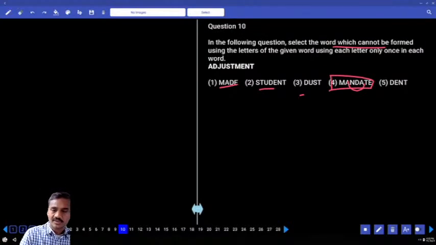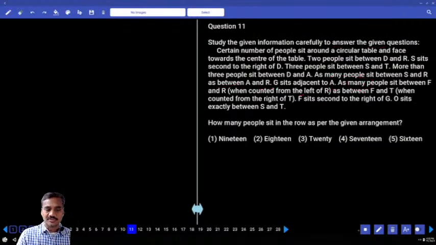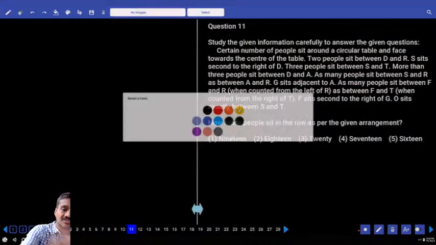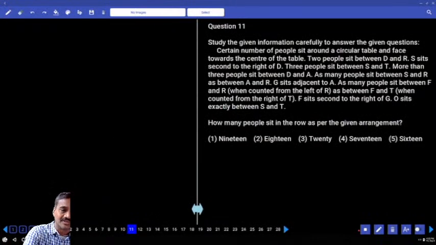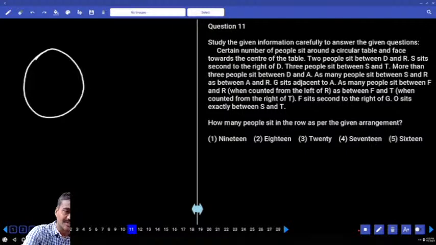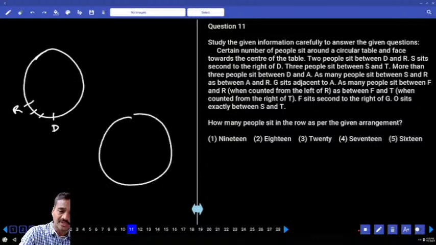10th one. Then next one, 11 onwards. Now in this question number 11 onwards, how many persons? There are certain number of persons seated around a circular table, and all the persons are facing towards the center, and there are 2 people between D and R. In between D and R, how many people are there? 2 people. Now if D is here, 1, 2, R can be to the left hand side, or R can be to the right hand side.